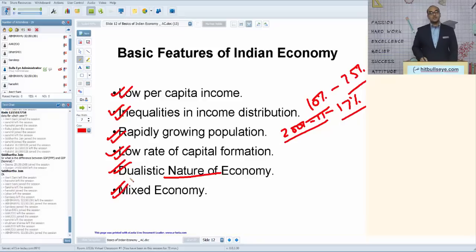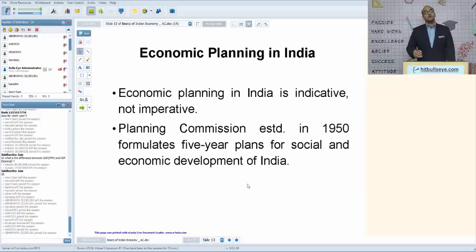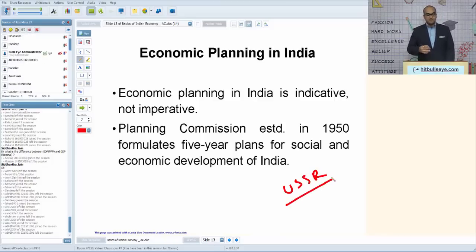Again, we've already discussed that India is a mixed economy and follows the philosophy of capitalism as well as socialism. Now, when we attained independence, we were highly influenced by the economy of USSR. USSR, of course, adopted a socialist economy, and our political leaders tried to emulate this in India. So we borrowed this idea of centralized economic planning from the erstwhile USSR.